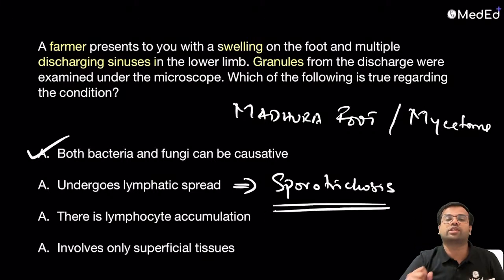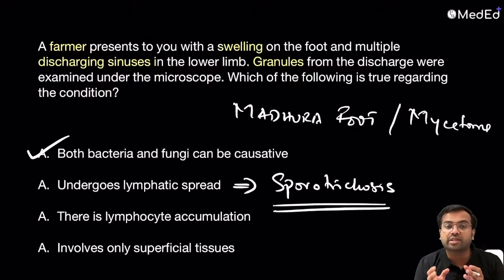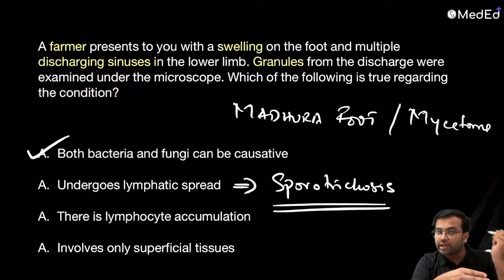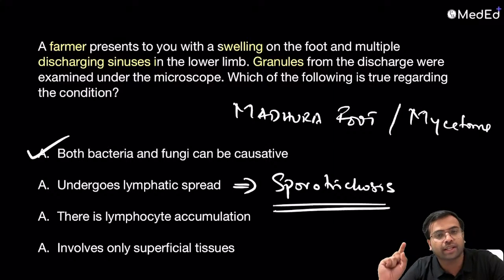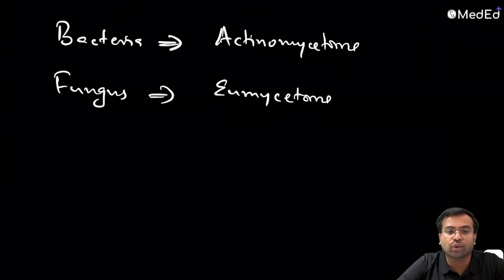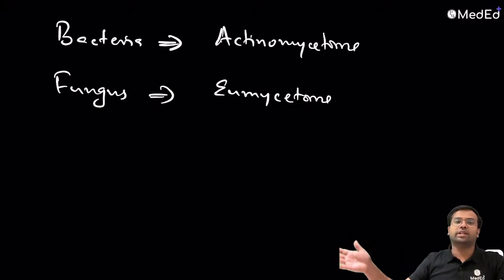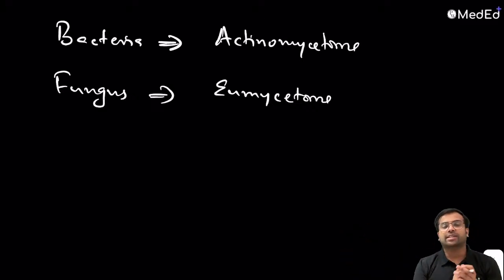Sporotrichosis, which is also called the rose gardener's disease, you probably get a thorn prick with a rose plant and finally you develop sporotrichosis. That is where you have a lymphatic spread. Now here, from the granules, when we send it for examination, if it turns out to be positive for bacteria, we call it actinomycetoma and we treat it with antibiotics. Whereas if it turns out positive for a fungus, it is called eumycetoma. Eu means true, and this can be treated with antifungals.